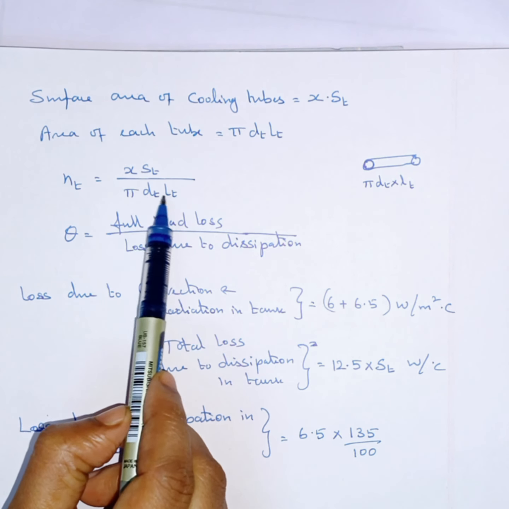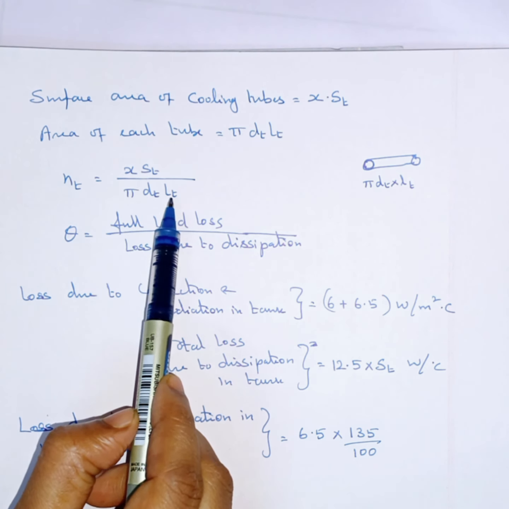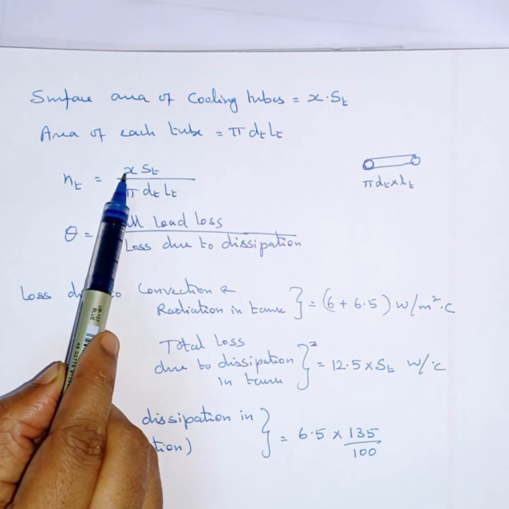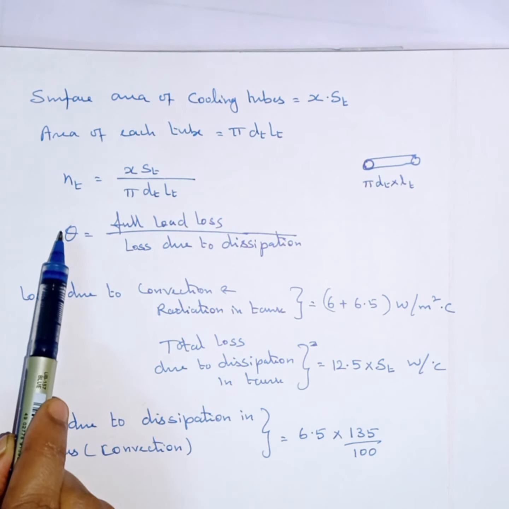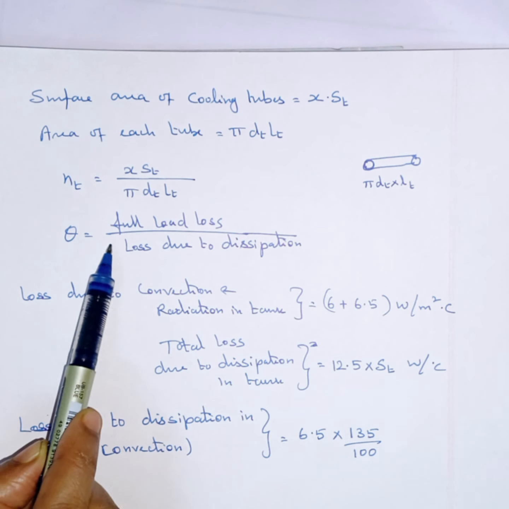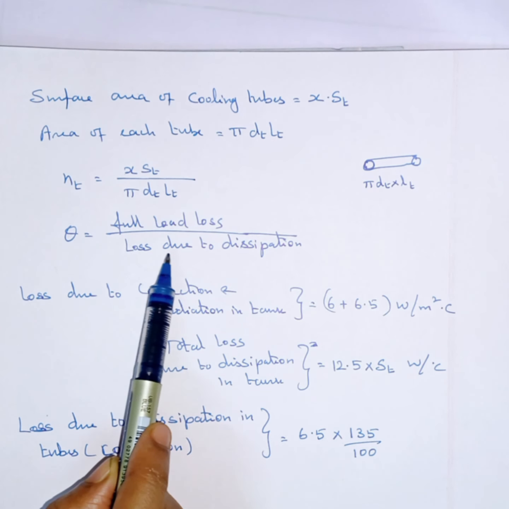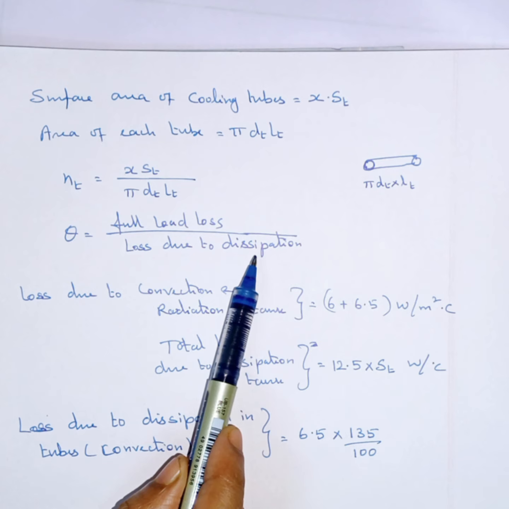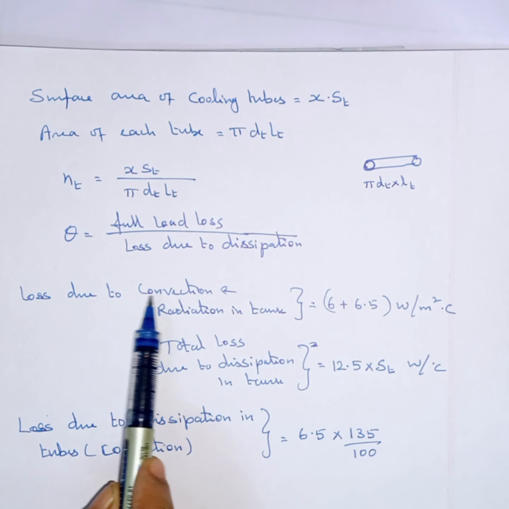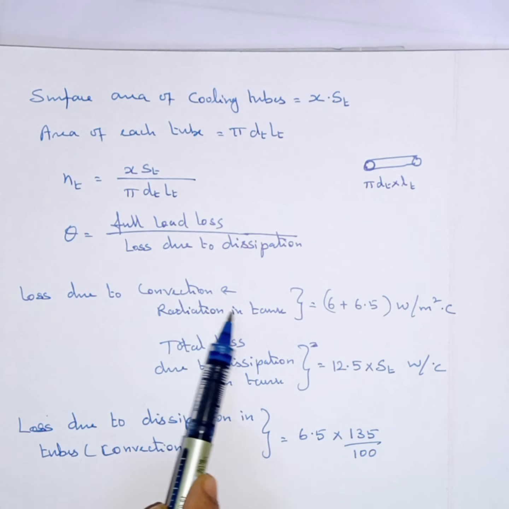DT is given in the problem. LT is also given in the problem, correct? So our aim is to find out X only. This X can be found out from this formula: theta is equal to full load loss divided by loss due to dissipation. Clear? So now, loss due to convection and radiation in the tank.